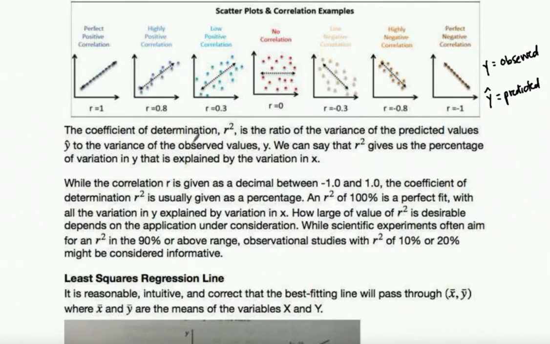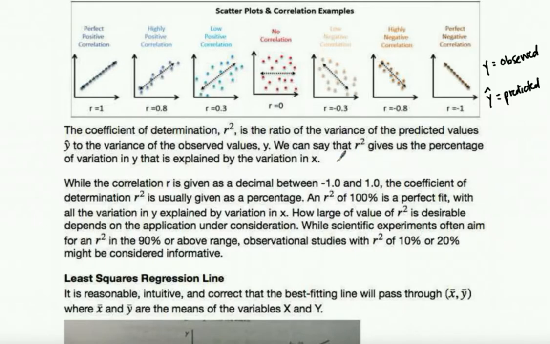Okay, so the coefficient of determination, or R squared, is the ratio of the variance of the predicted values, y hat, to the variance of the observed values, y. So we can say that R squared gives us the percentage of variation in y that is explained by the variation in x. If you'll think back to when we talked about R squared, remember we talked about how R squared was always like a script. You would say basically, this percentage of variation in y is explained by the variation in x.